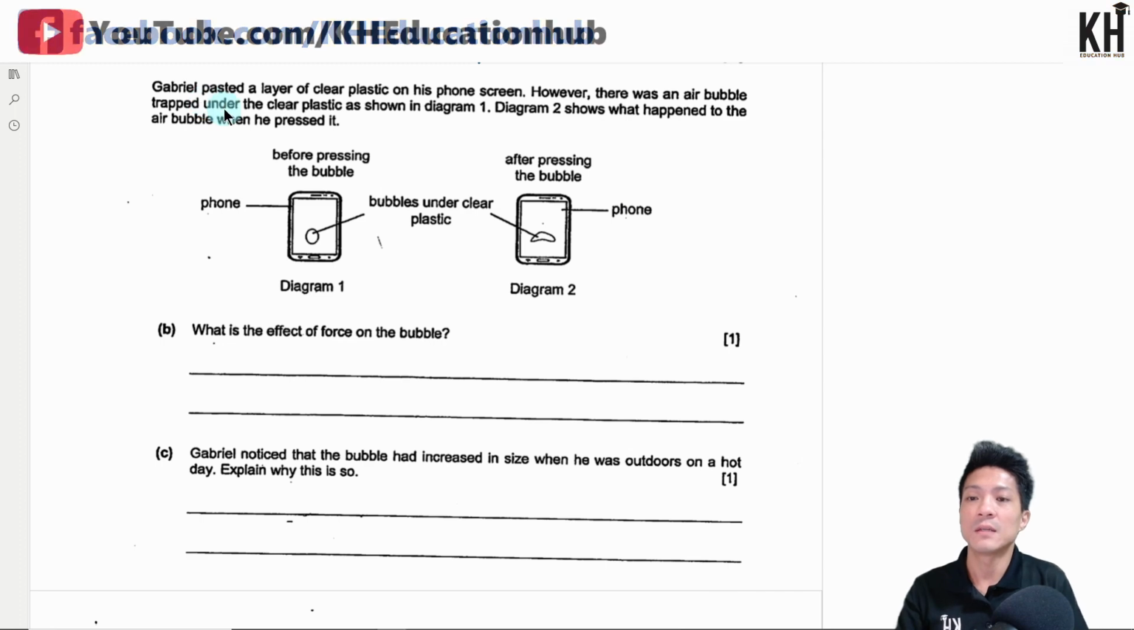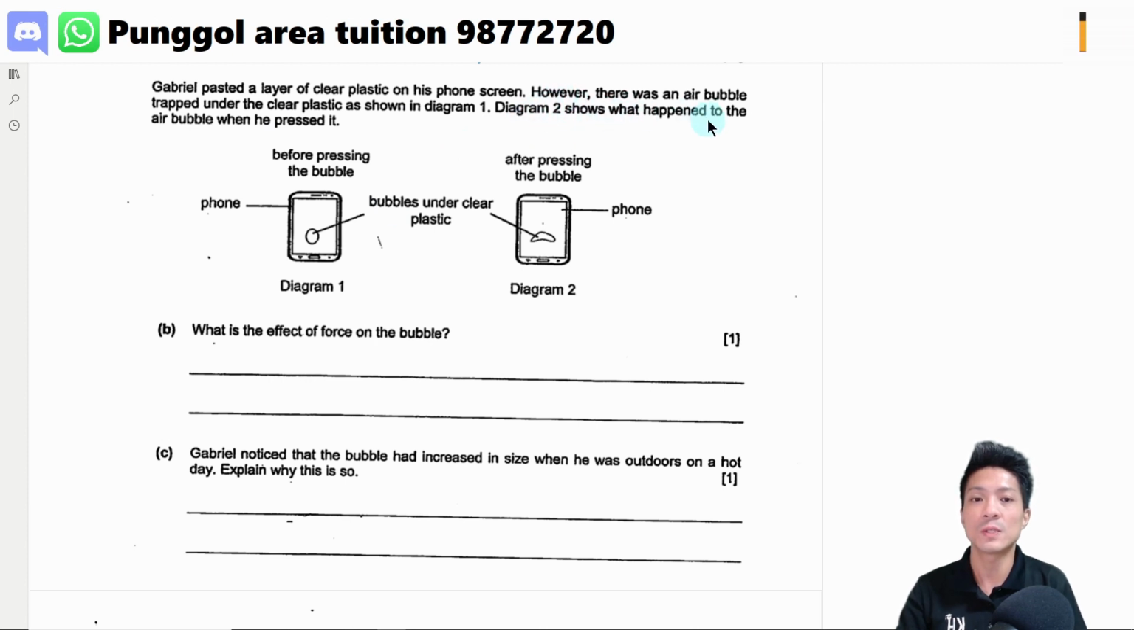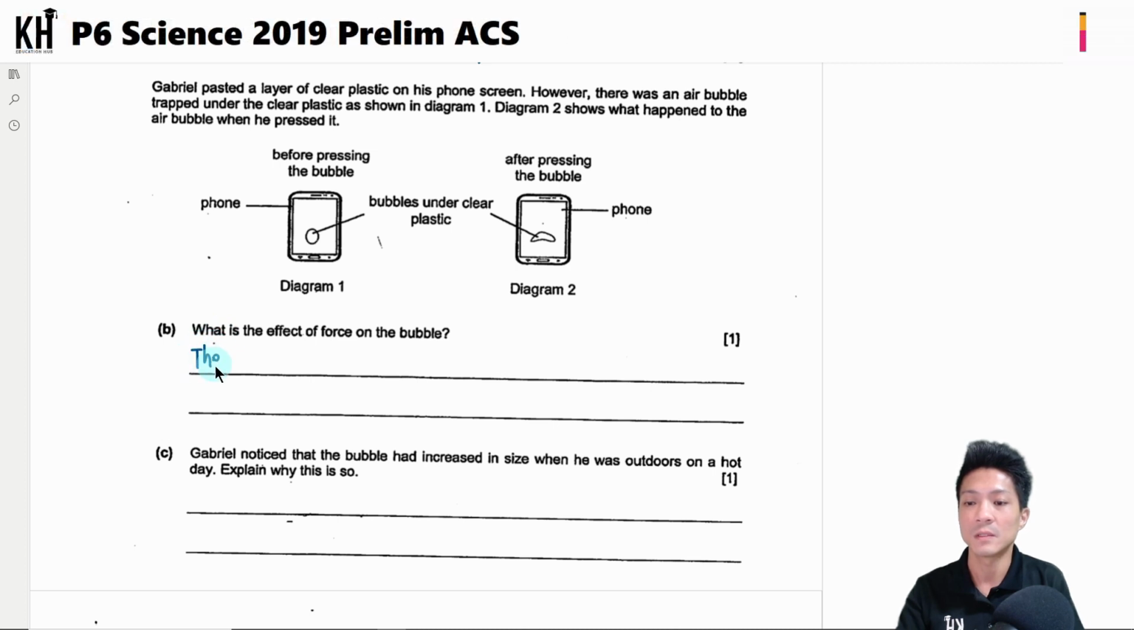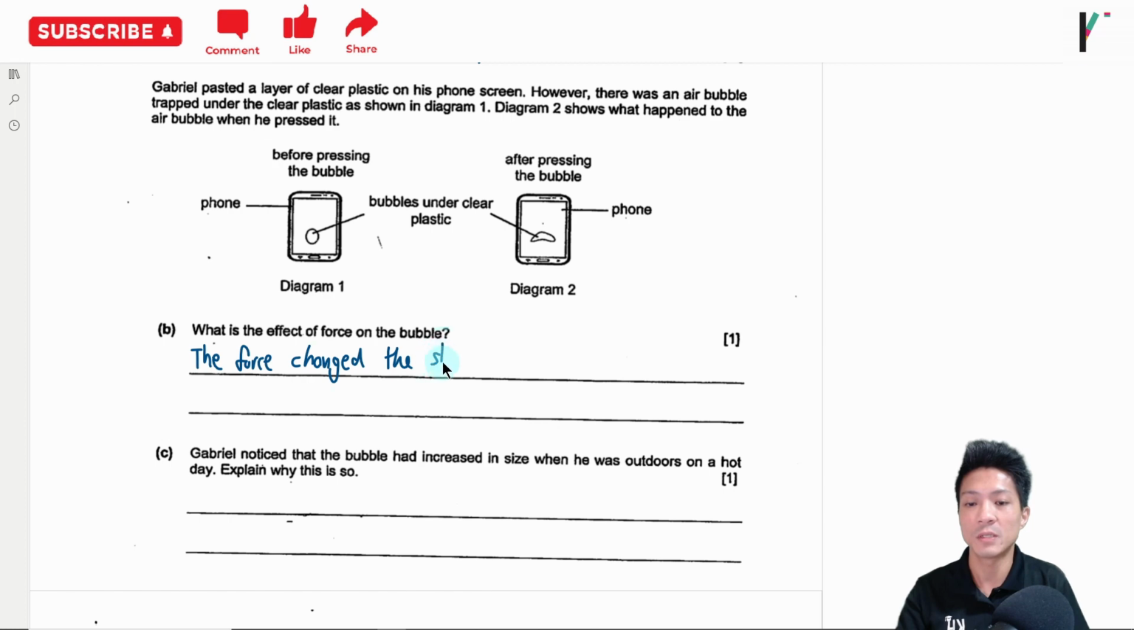Gabriel pasted a layer of clear plastic on his phone screen. However, there was an air bubble trapped under the clear plastic as shown in diagram 1. Diagram 2 shows what happened to the air bubble when he pressed it. What is the effect of force on the bubble? So in this case, we can see that a force changed the shape of the bubble, right? So in this case, the force changed the shape of the bubble.